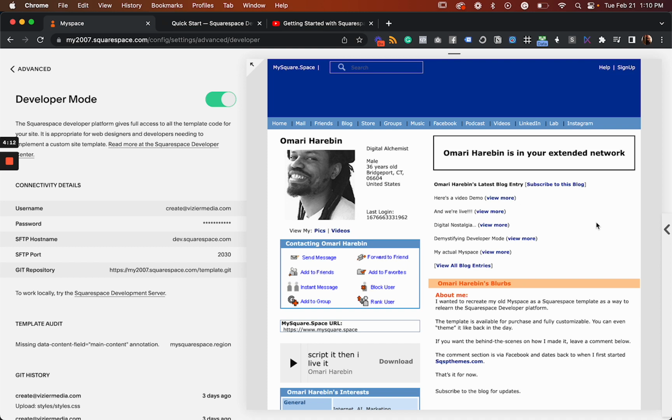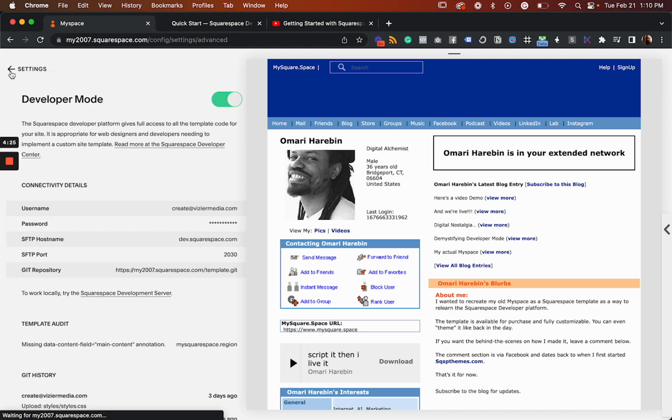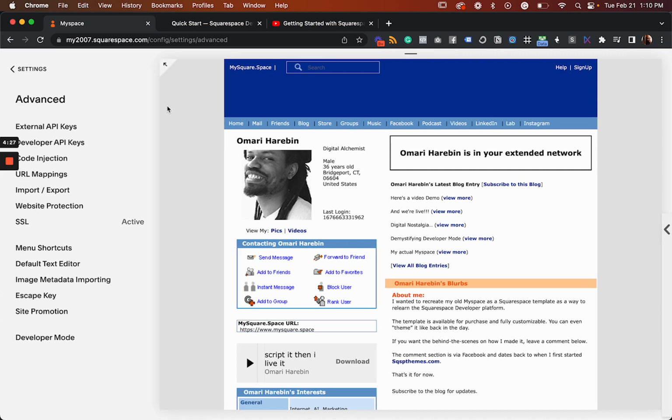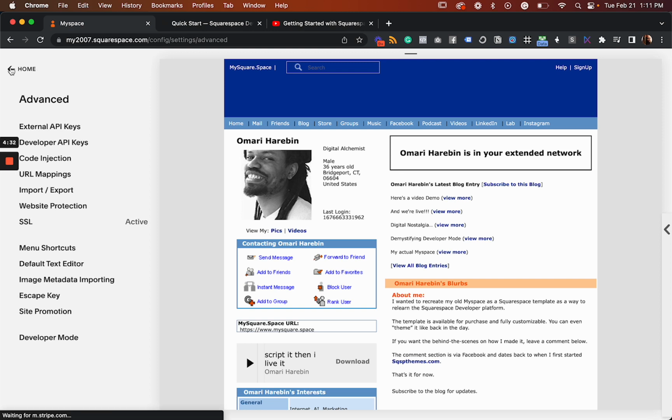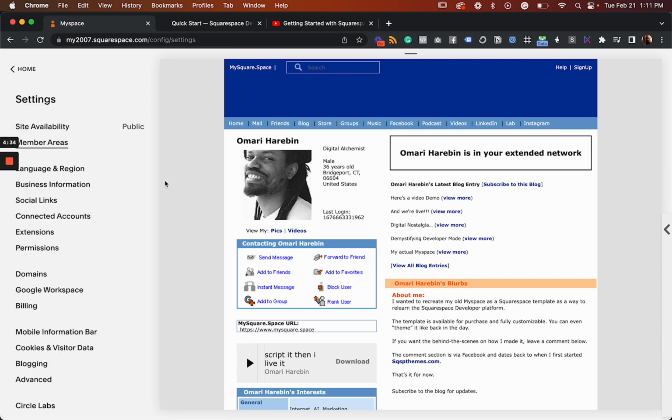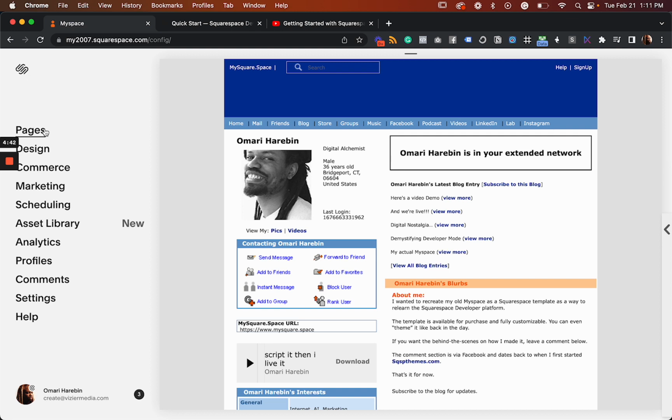At the same time, I don't know where MySpace came into the picture, but I thought, let me see if I can recreate a MySpace profile with this as just an experiment to get my hands dirty, I guess. And so I did, and I realized, yeah, there's still a lot of potential in this developer mode platform because I still have all of the functionality of Squarespace.